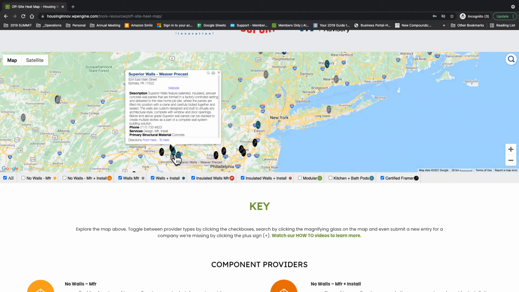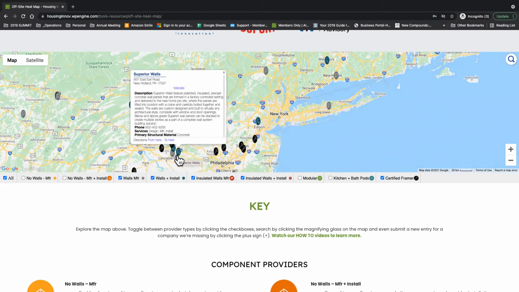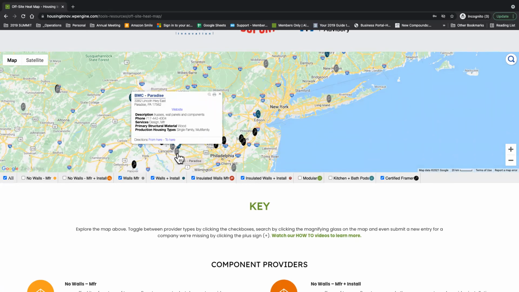And as we discussed earlier, you can actually click on some of these folks to see in more detail what they do. You see one there is Superior Walls, and they do concrete. And that's another Superior Walls location. And this is BMC, so they do wood. So that gives you a sense, when you look at who you could work with, of being able to see what materials they offer, what might be the best fit for you to reach out and get a quote and learn more about it.